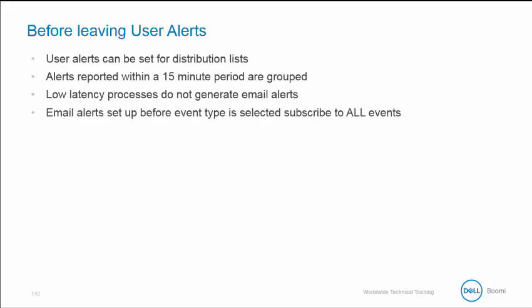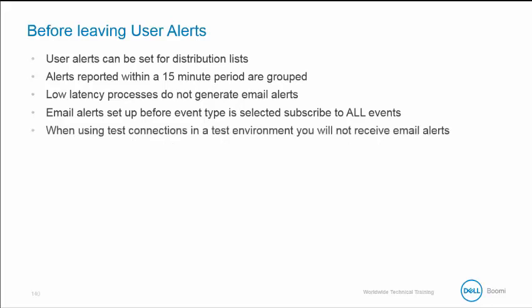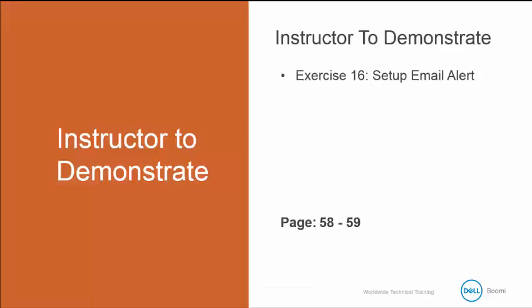Email alerts set up before a selected event type subscribe to all event types. To change the event selection, delete the existing email alert and create a new email alert subscribed to the event type at the logging level about the notification. Finally, when using test connections in the test environment, email alerts are not received about deployed process executions or Atom statuses that they're executing. Also, you do receive RSS feeds and can use the event object in the API to query notifications. So I am now going to demonstrate exercise number 16, set up an email alert.